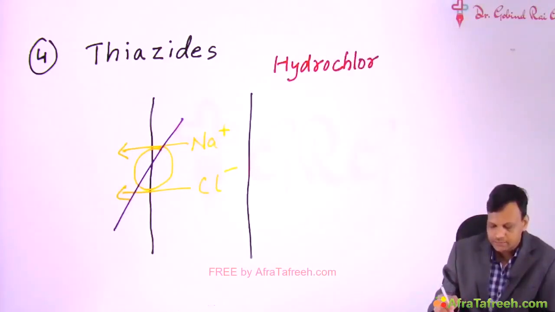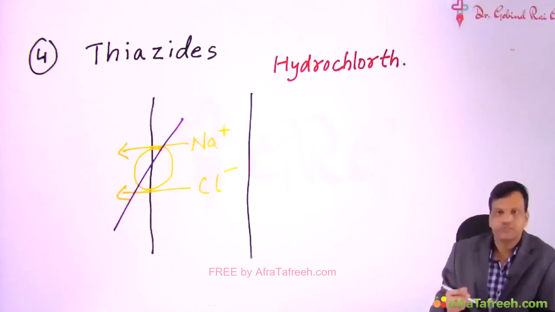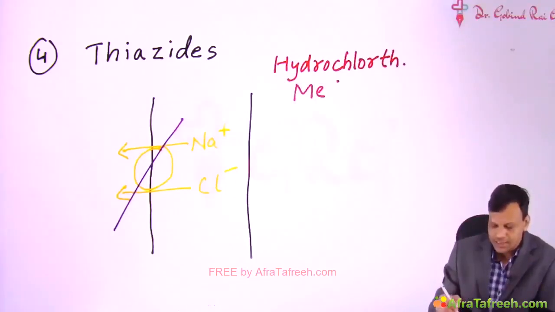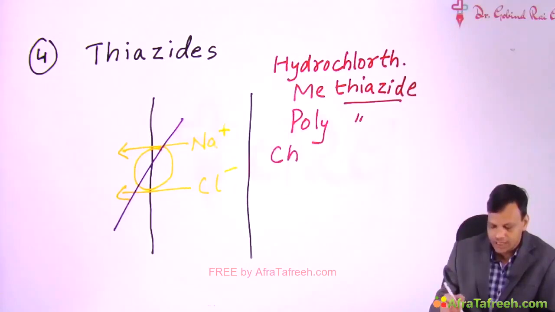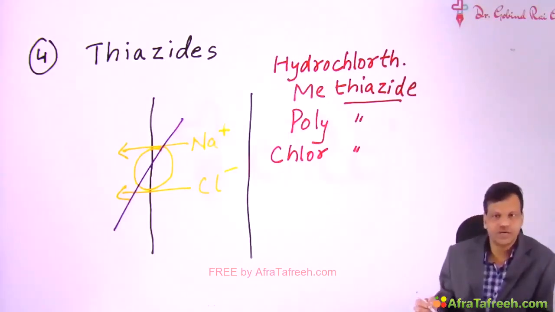hydrochlorothiazide, methiazide, polythiazide, chlorothiazide. So any drug ending with thiazide is a thiazide diuretic.